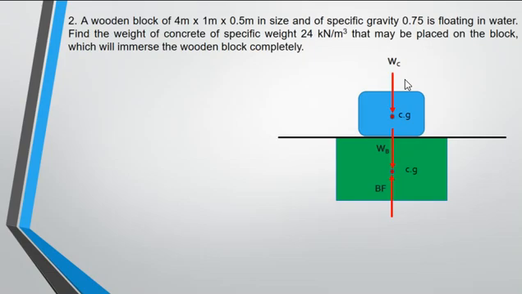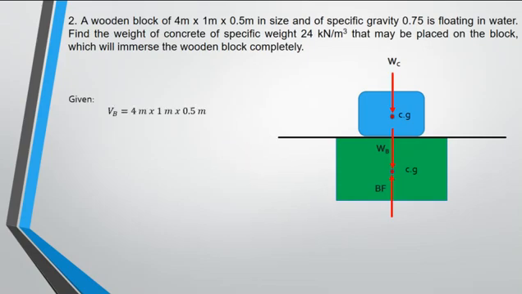The next problem would be: a wooden block of 4 by 1 by 0.5 in size and of specific gravity of 0.75 is floating in water. Find the weight of the concrete of specific weight 24 kilonewtons per cubic meter that may be placed on the block which will immerse the wooden block completely. So we already have a given free-body diagram. The forces involved are the weight of the concrete, then the weight of the block, which will be resisted by the buoyant force.